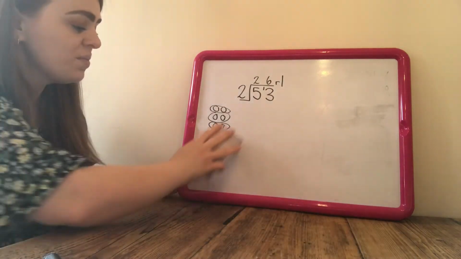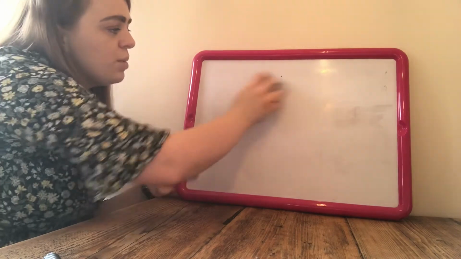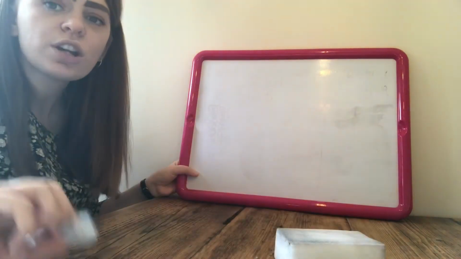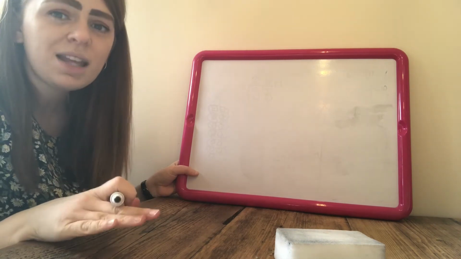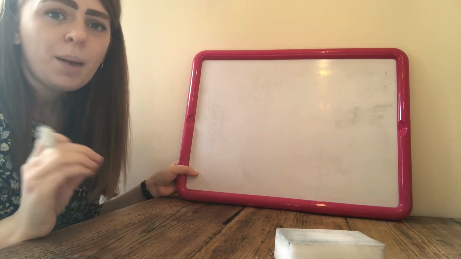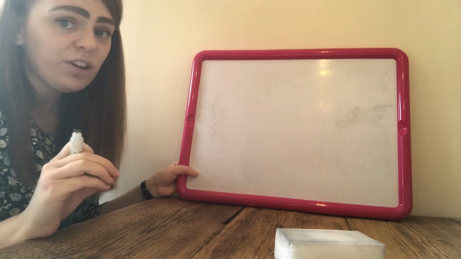Okay, we're going to move on now to some harder examples that are using different tables, because with the 2 times table, if there's a remainder, it's always going to be 1, but different tables are different, and that's not always the case.